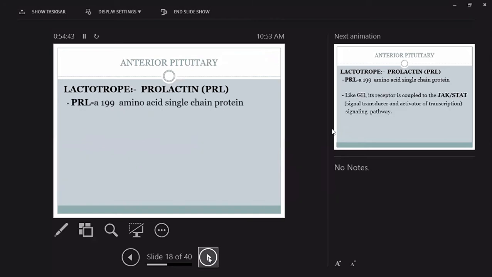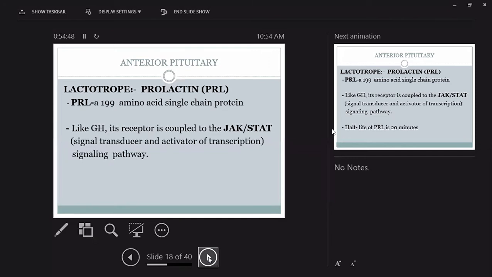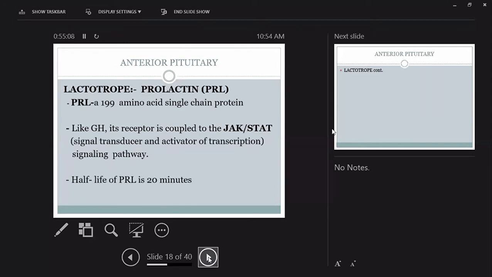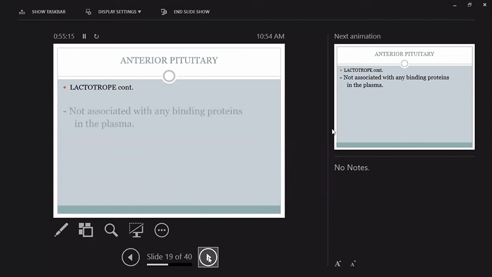Your prolactin is a big molecule, a 199 amino acid, single chain protein. Like growth hormone, its receptor is coupled to the JAK-STAT signaling pathway, signal transducer. The half-life of prolactin is only 20 minutes, so its effect is short.